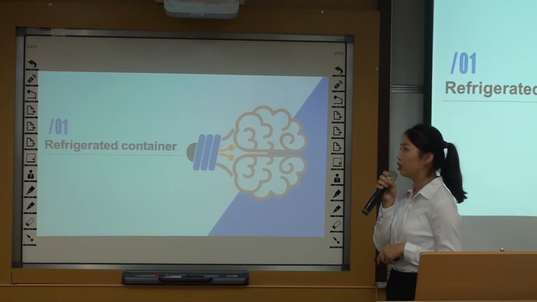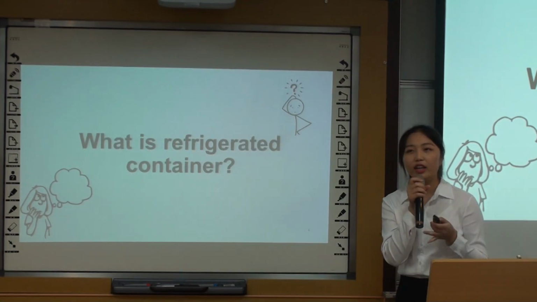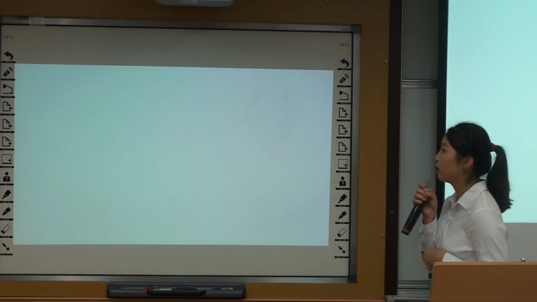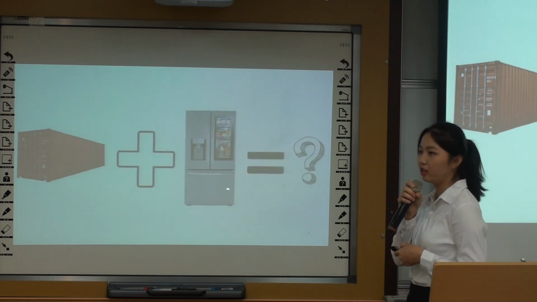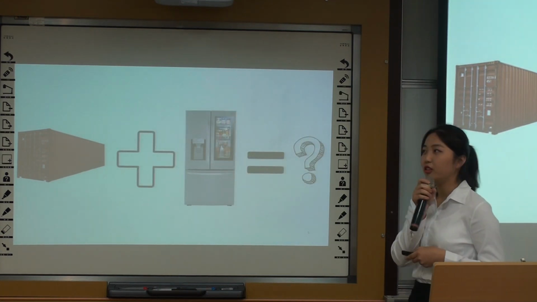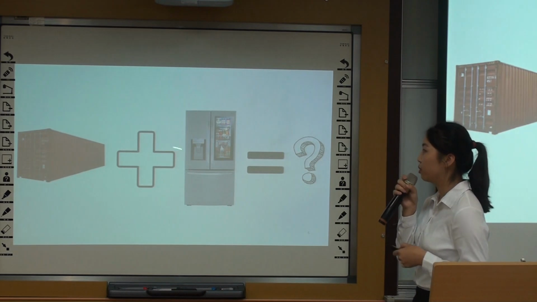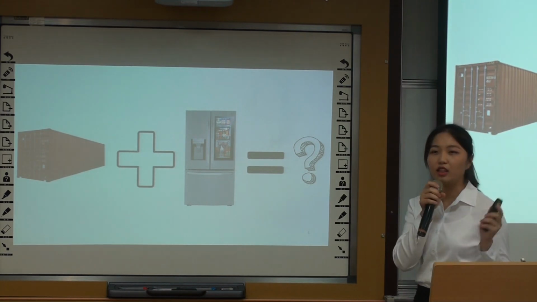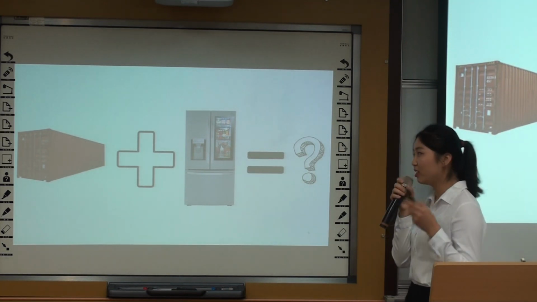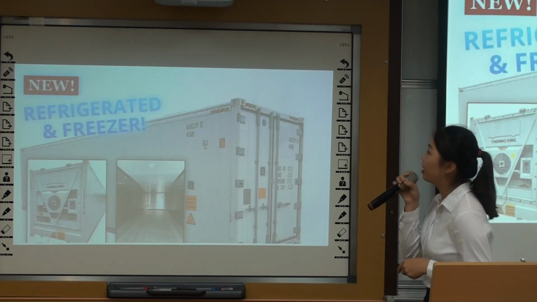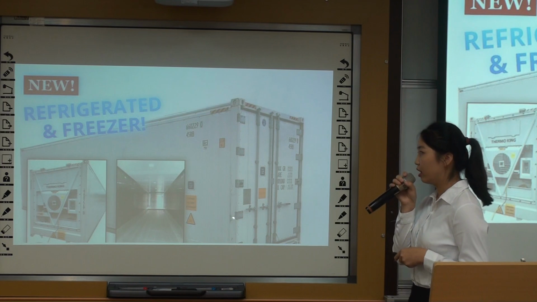Chapter 1 is refrigerated container. So what is the refrigerated container? We know this is the container, and this is the refrigerator. Is the refrigerated container the container plus refrigerator? Actually, that's right. A refrigerated container is just like a joint container, just with the refrigerator. And this is the picture of a refrigerated container.